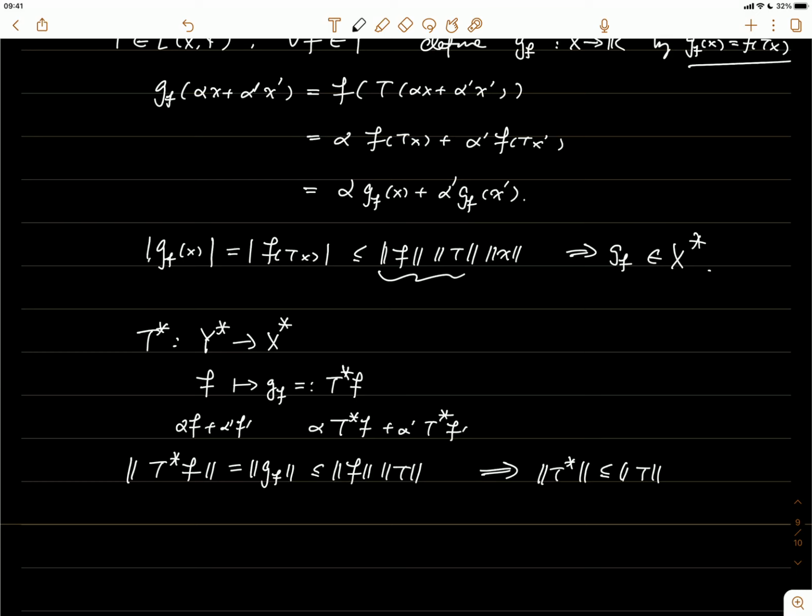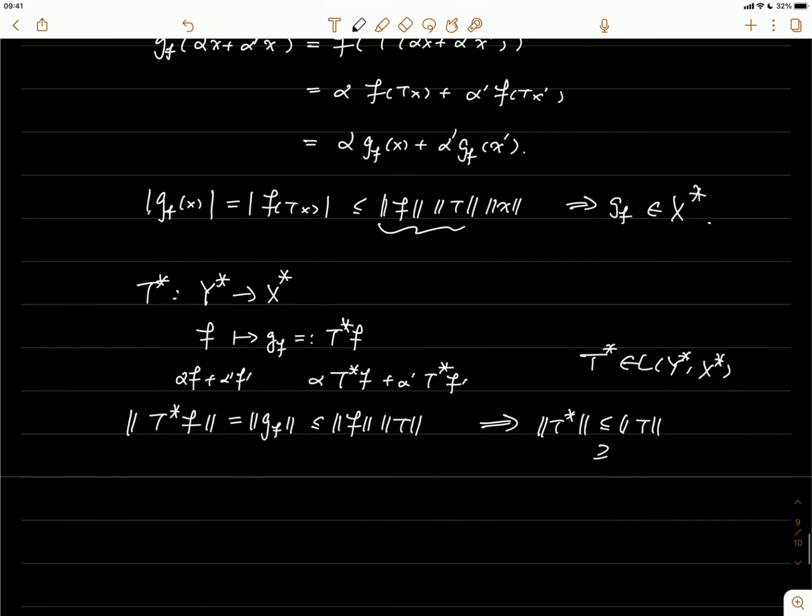Okay, and actually we can still show the other direction. This is actually also true. But now at least we see that T star is in L(Y star, X star). It's a bounded linear operator from Y star to X star.